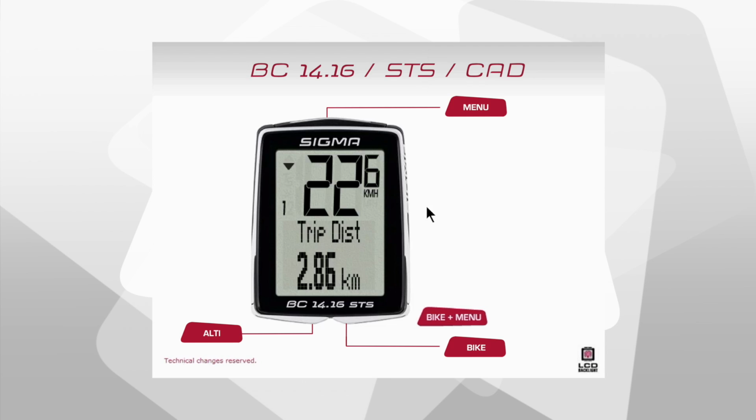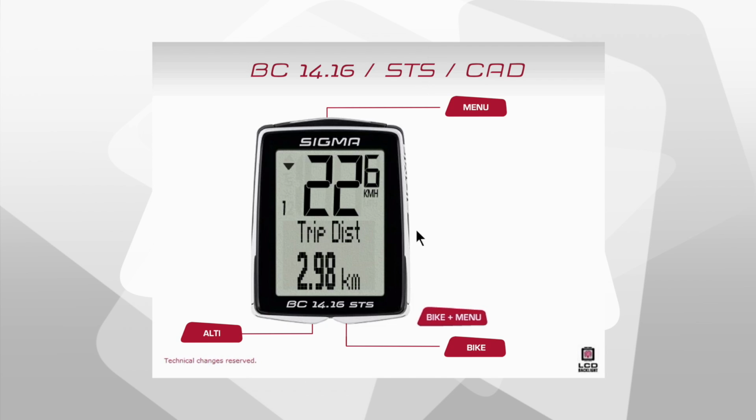On the 3-line display, you can always see the current speed in large digits at the top. The individual functions are shown with the associated values in the lower part of the display. Use the Bike button to scroll forward through the display of the bike computer and the Menu button to go backward.